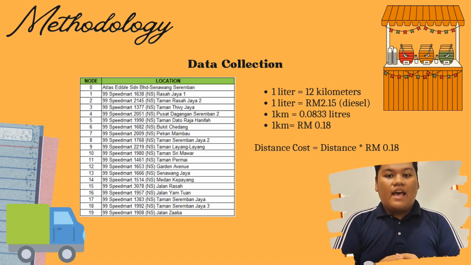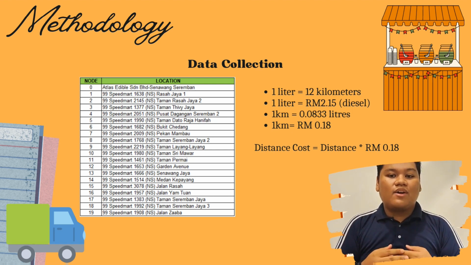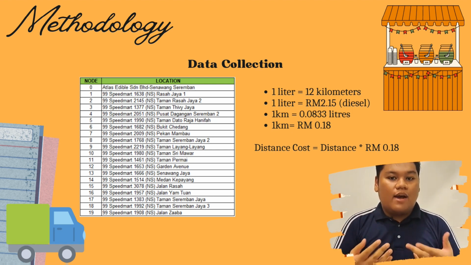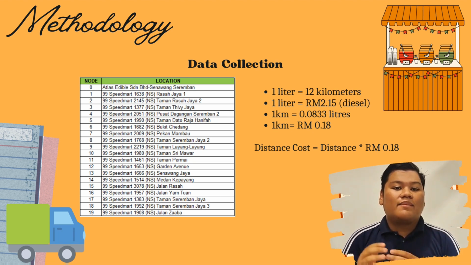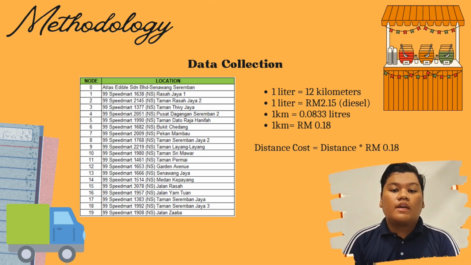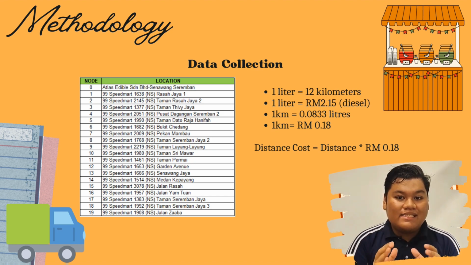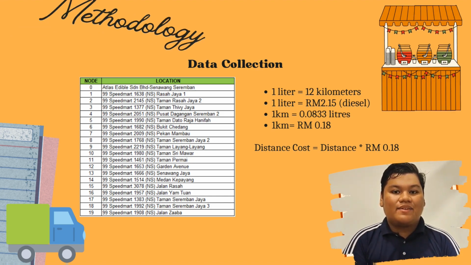Each location has its known coordinates, and then we selected the 19 branches of Speedmart that were located around Seremban and Senawang. The cost estimation is based on the amount of money required to buy diesel to travel along the route by the lorries shown below. Distance cost equals distance times 0.18 ringgit.